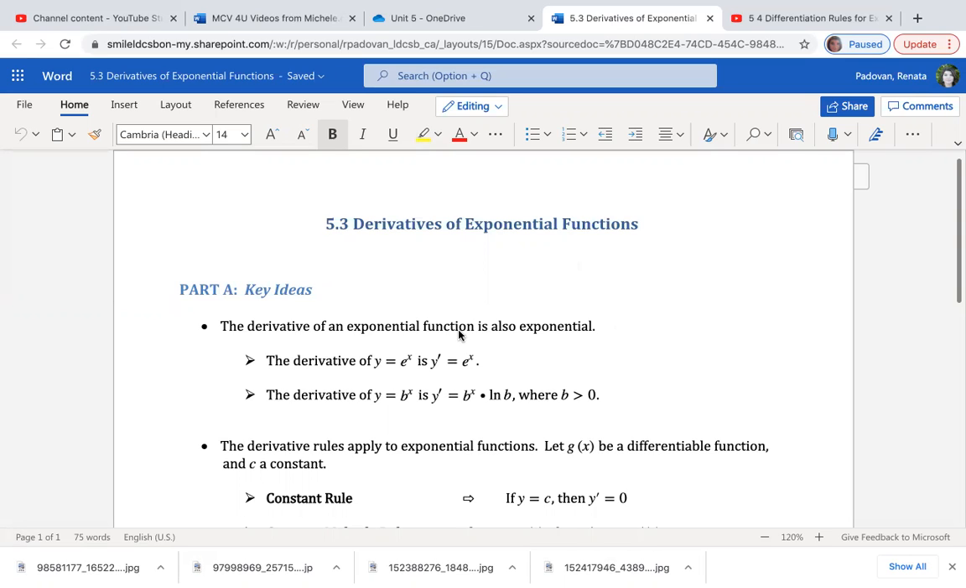Basically, before I start here, the ln of x plays a role in the derivative of exponential functions. So obviously in this lesson, we'll be looking at the ln of x once again, which is why we were looking at natural logarithms in the previous lessons. So just to recall here, the derivative of an exponential function is also exponential, right? That's the last lesson that we did.